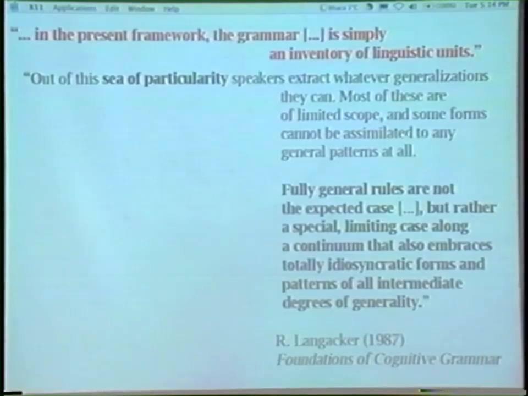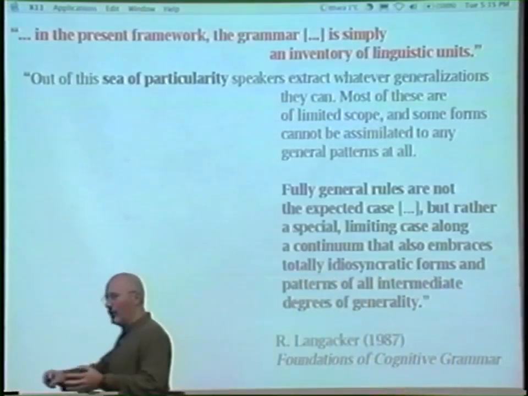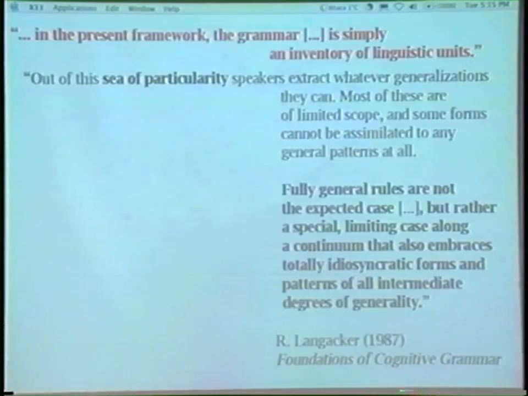And then how he sees this process, Langacker in '87, writing in the Foundations of Cognitive Grammar: out of the sea of particularity, speakers extract whatever generalizations they can. Most of these are of limited scope. Some forms cannot be assimilated to any general patterns at all. My favorite story about this is how someone went to look at all of the French language and found that no two verbs had precisely the same distributional patterns across all of French. This is, I think, what I mean here.